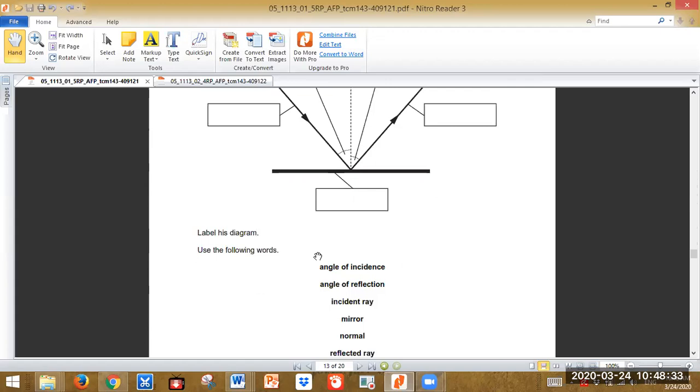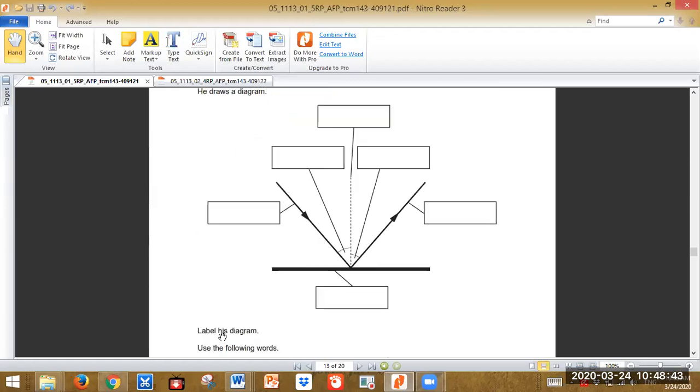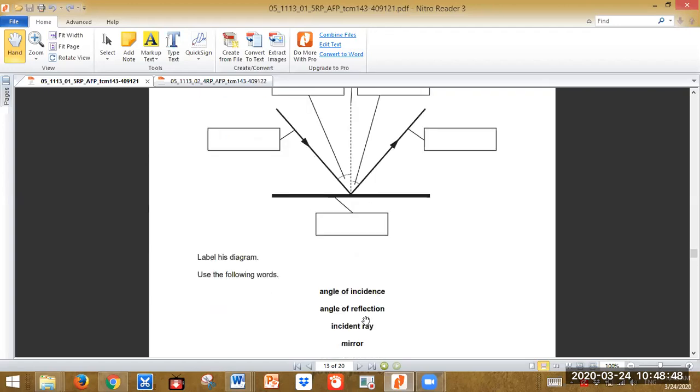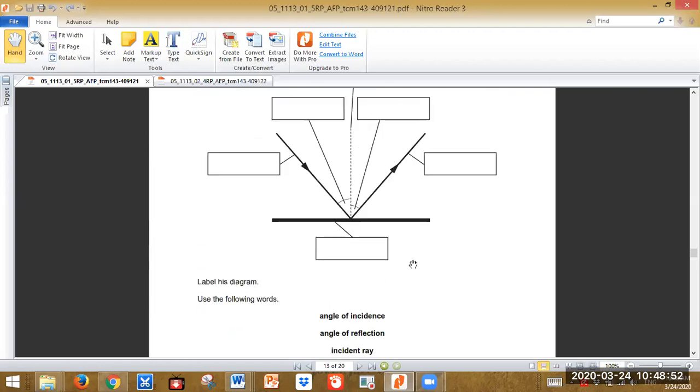The next question is question number 8. Carl learns about the law of reflection in a lesson. He draws a diagram like this, okay? Label his diagram, use the following words, okay? Angle of incidence, angle of reflection, incident ray, mirror, normal, reflected ray. So this will be the mirror, okay? The arrow here shows that this will be the incident ray. This is the angle of incidence. This is the angle of reflection, and this is the reflected ray.